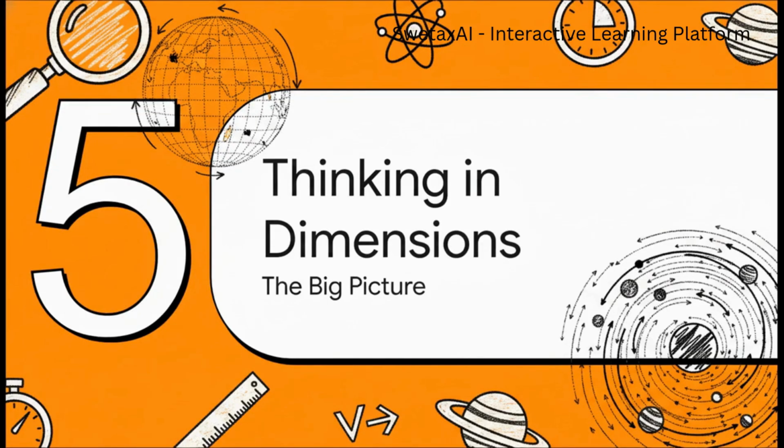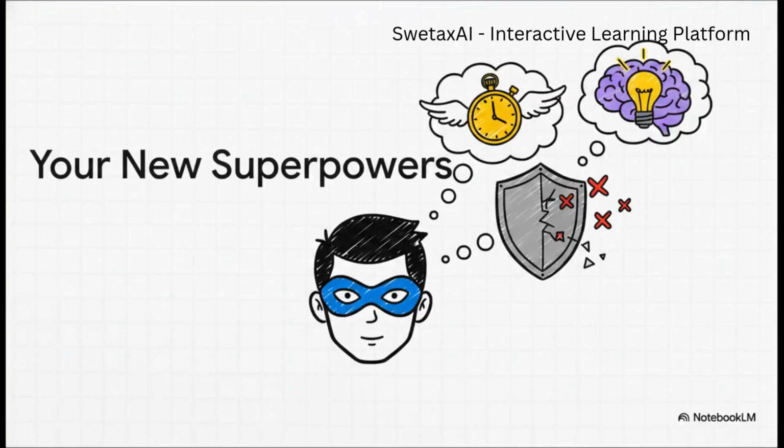So let's just zoom out for a second here. Let's talk about the big picture, about what it means to start thinking in dimensions. What we've really been talking about here are your new exam superpowers. You can now save critical time, you can slash the number of little calculation errors, and maybe most importantly, you start to build a deeper intuition, a gut feeling for physics. You'll start to be able to just look at an answer and know if it feels right or wrong.